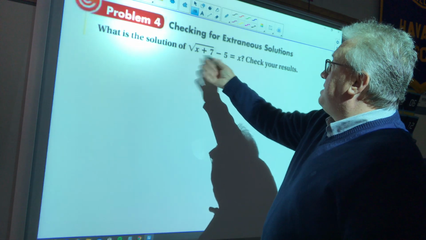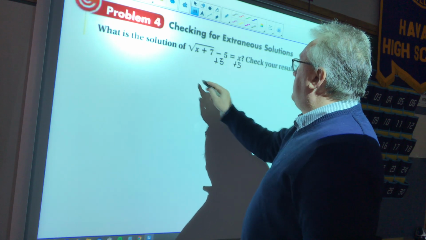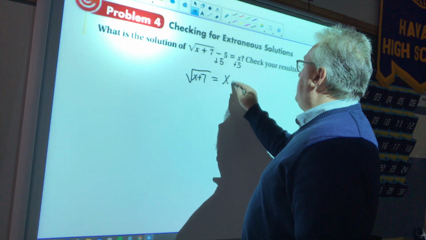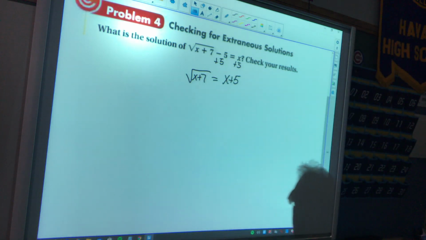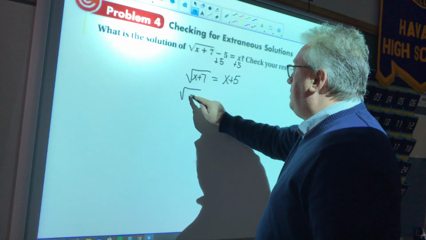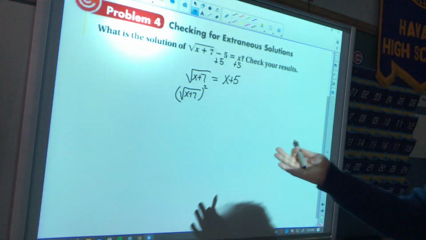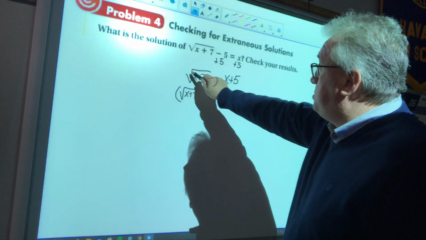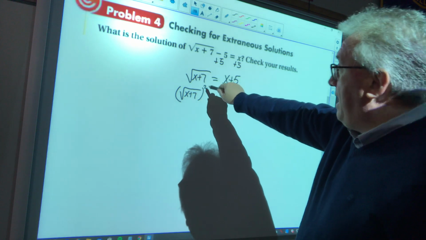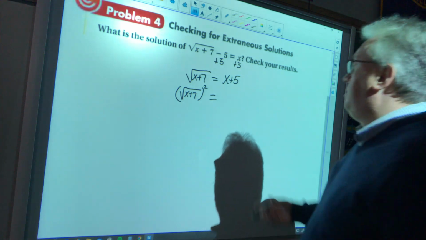Okay, so we need to isolate the radical. So I'm going to add 5. So I have square root of x plus 7 equals x plus 5. Okay, so now I'm going to square that. And I'm still taking the reciprocal, because here I have a 2, here I have a 1. So this is to the 1/2 power, so the reciprocal of 1/2 is 2. So I'm still taking the reciprocal. I'm still following my plan here.